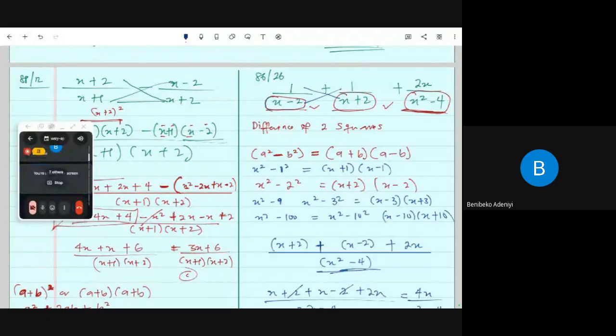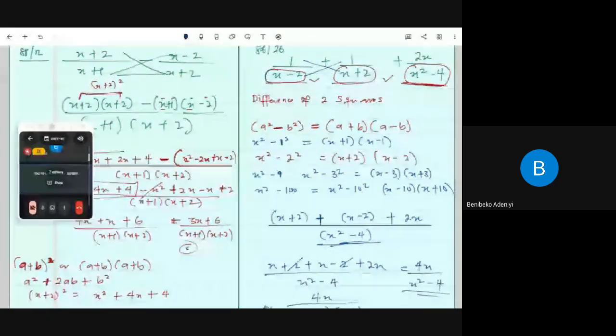The way they left the answer as this, the answer is option D. So both are correct. There are some questions that I left, and I left them for a very good reason.